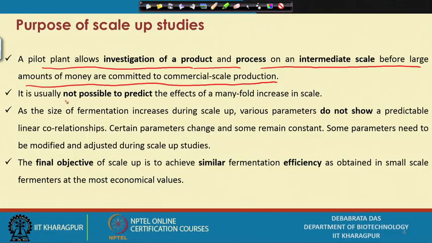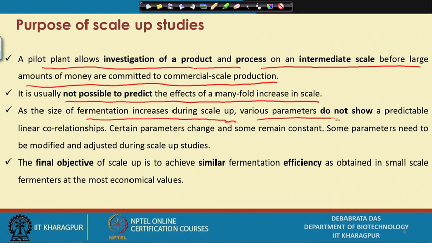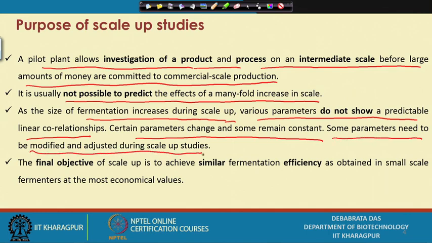So it is usually not possible to predict the effect of a manifold increase in the scale. Suppose whatever data we have in the small scale, we cannot just multiply and find out that this might be suitable for this process. This is not possible. As the size of the fermentation increases during scale up, various parameters do not show a predictable linear correlationship. That is the major problem. There is no linear correlationship. Certain parameters change, certain parameters remain constant, some parameters need to be modified and adjusted during the scale up study. So these are a couple of things that we should keep in mind.